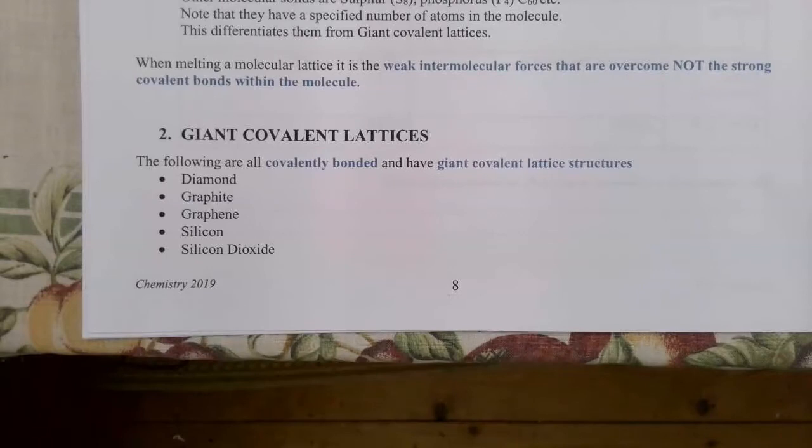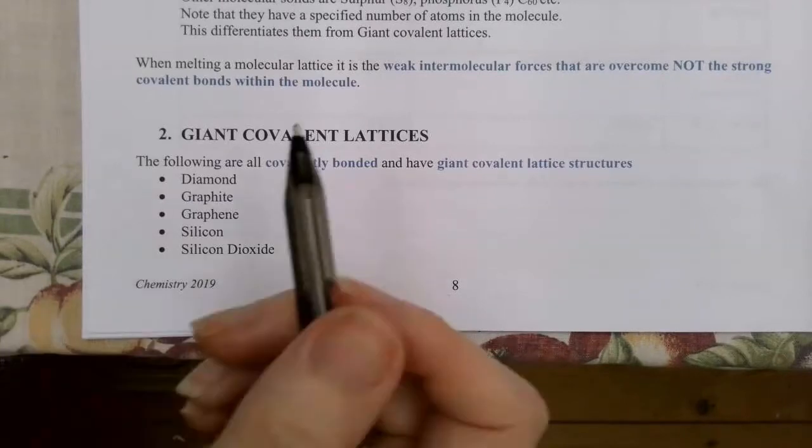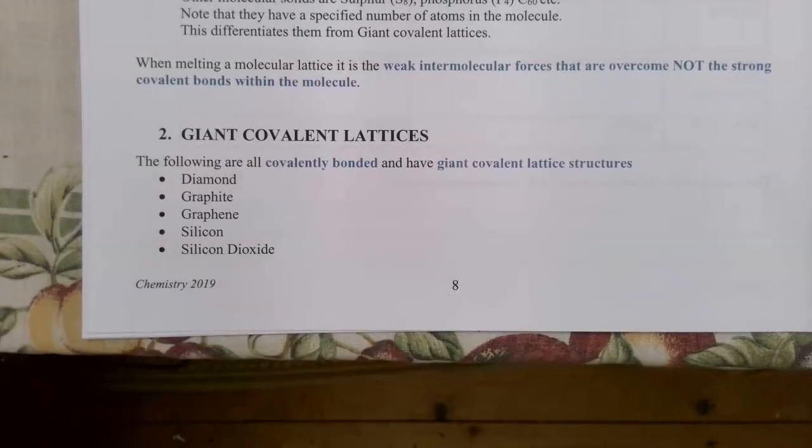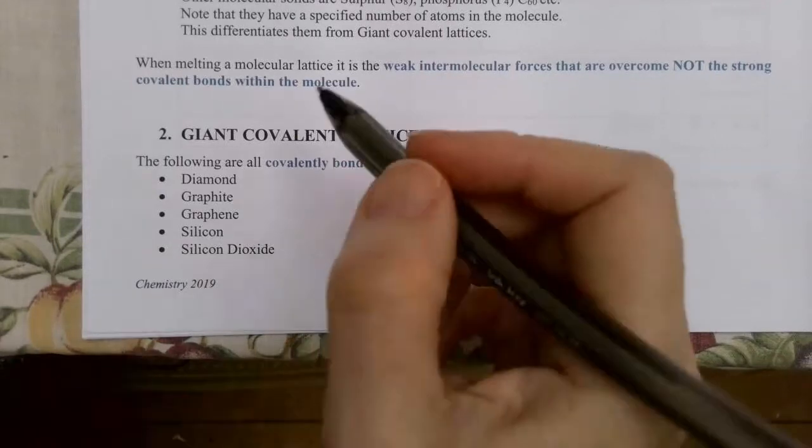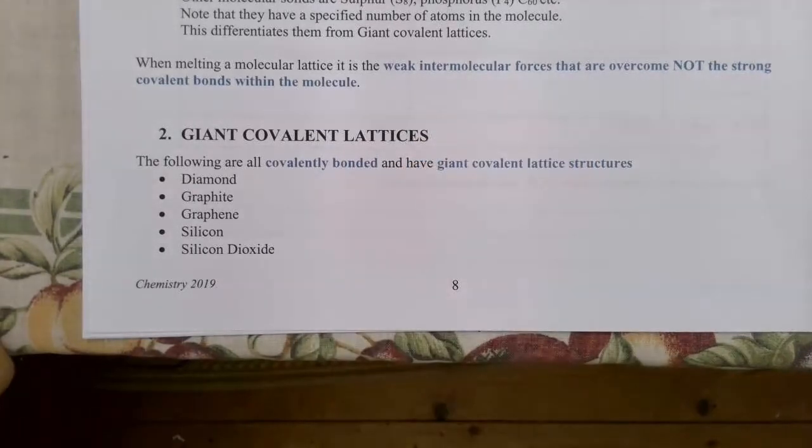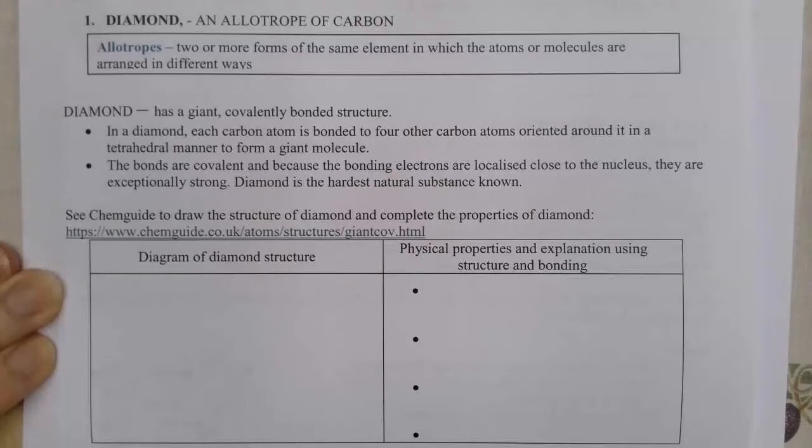Moving on to giant covalent lattices. These are all covalently bonded structures, but they have a giant covalent lattice. Many of them will be familiar to you from GCSE level. So we're going to look at diamond. Diamond is an allotrope of carbon. Allotropes are where it's the same element, but it's arranged in different ways. And we're going to have a look at diamond, which is a giant covalently bonded structure.